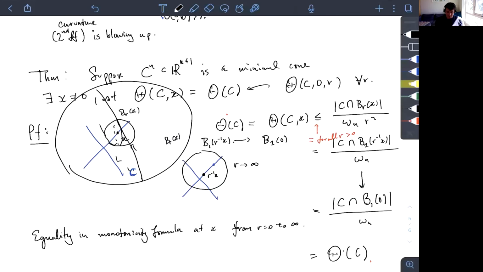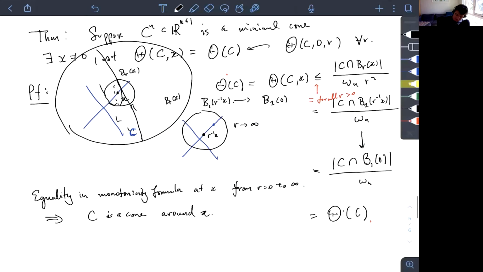Okay, so then this tells you that C is a cone. Well, it's already a cone around the origin, but also around X, right? So if you were to move X to the origin, then you can dilate C and nothing changes. And so with some elementary geometry, you can see that this C splits a line in the X direction.